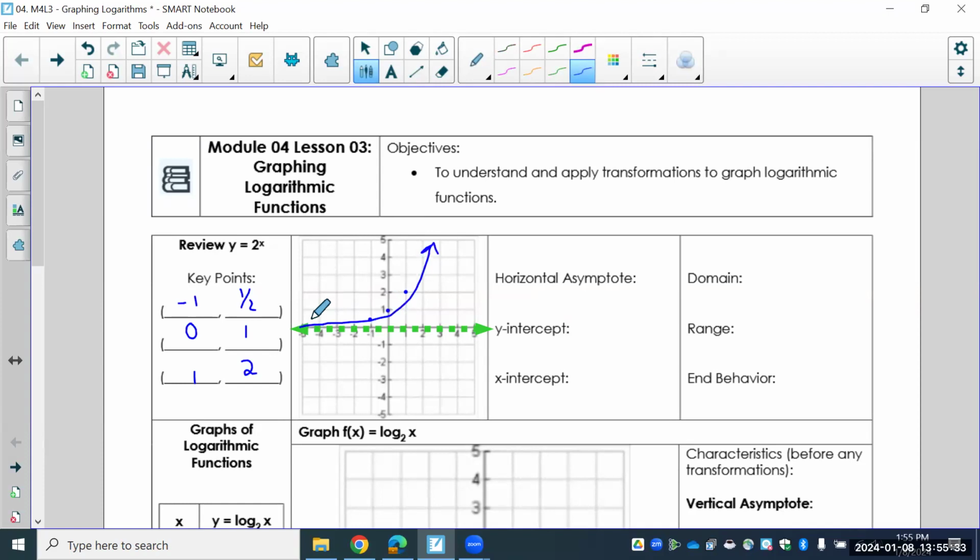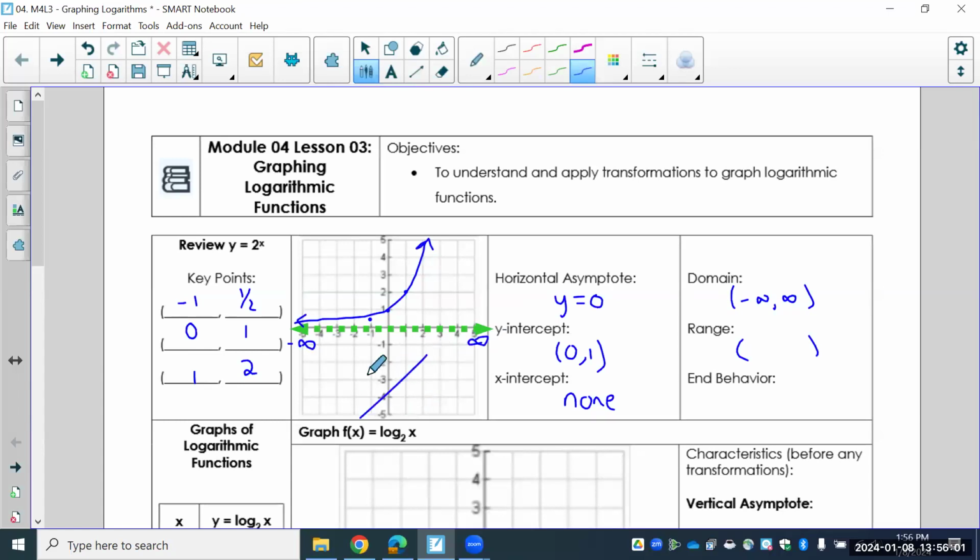So an important little reminder of the key concepts here is that this has a horizontal asymptote at y equals 0. It has a y-intercept at 0, 1, an x-intercept of none, because clearly there's an asymptote blocking that. The domain is -infinity to infinity. The range is 0 to infinity. Remember, domain is -infinity to infinity, but the range, there's nothing down here, so it goes from 0 to infinity.